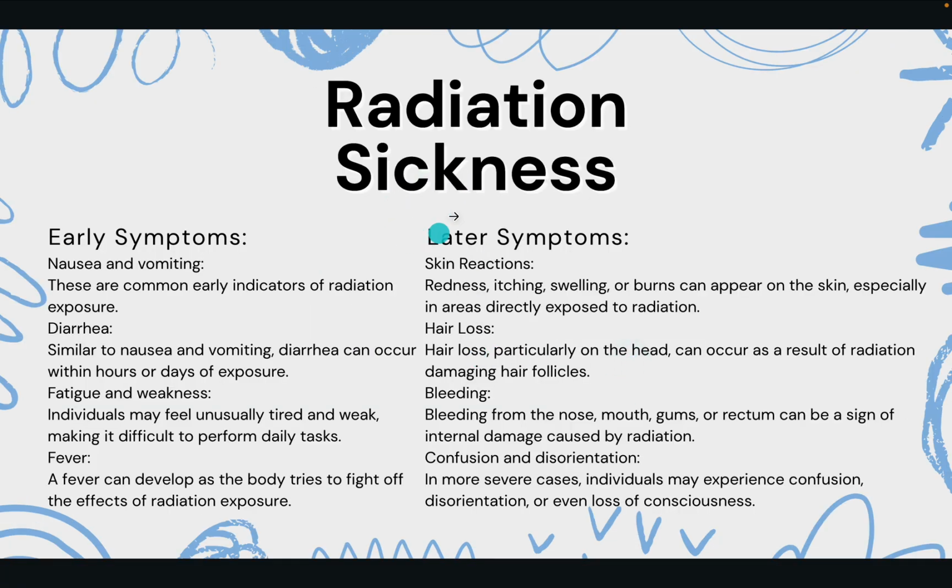Okay, so let's talk about radiation sickness. For the early symptoms, there are nausea and vomiting, diarrhea, fatigue and weakness, or even fever. It may look really normal in the early stage, but in the later stage there will be skin reactions, hair loss, bleeding that cannot stop, and confusion and disorientation. And if the amount is enough, it will finally lead to death.